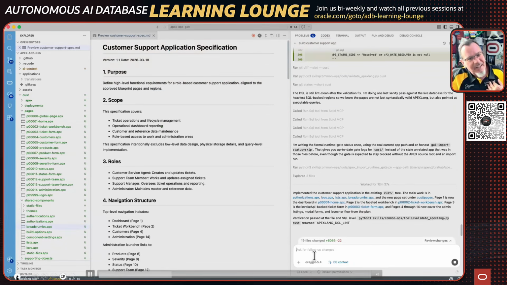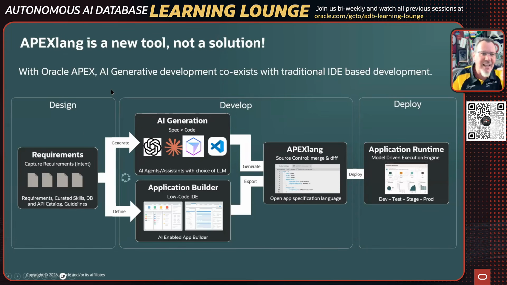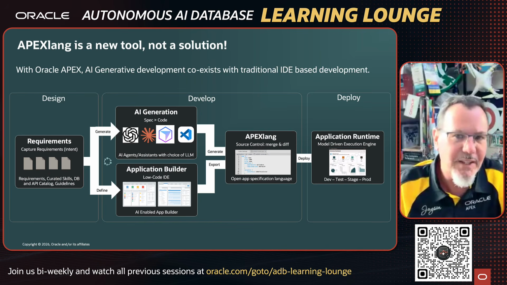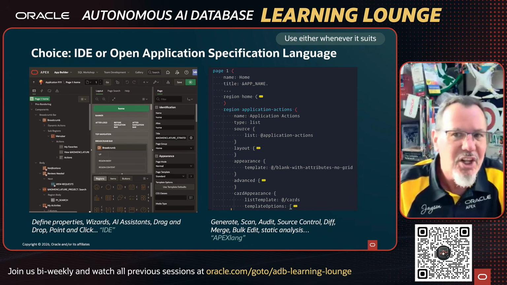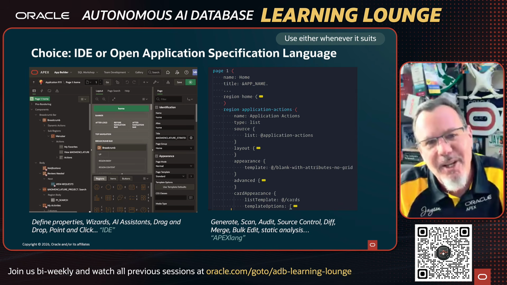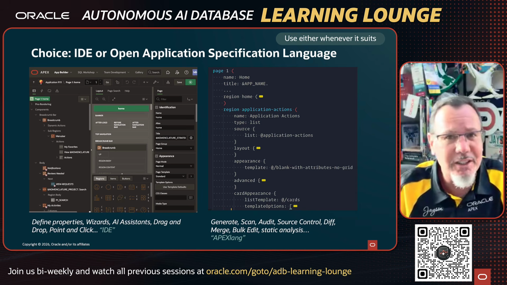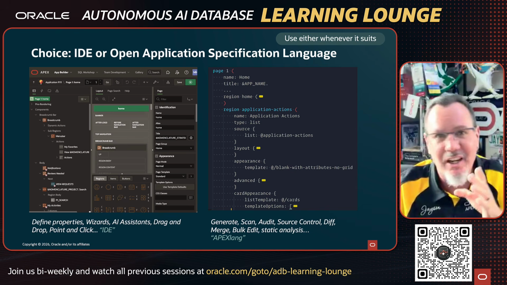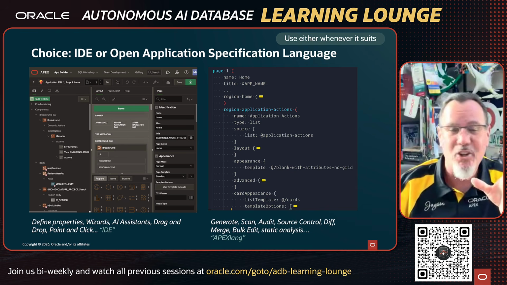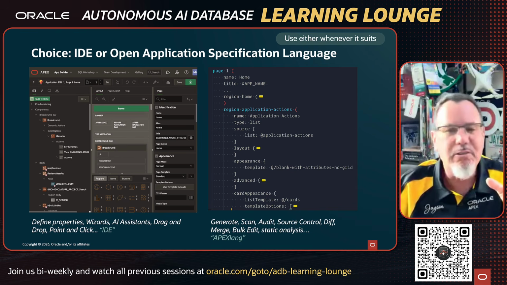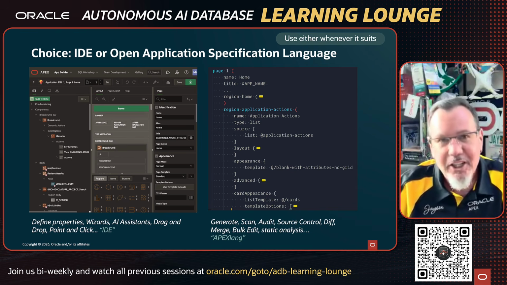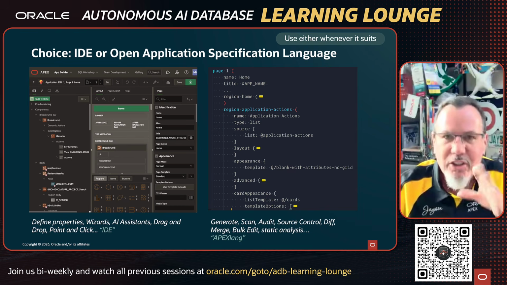So the reality is, easy to overview, but APEXlang is still a new tool, not a solution. It coexists with the traditional IDE-based development. You can mix and match. You can use either whenever it suits you. But don't use AI to do something that's a flip of a switch in the IDE, right? You're simply burning tokens with a match. And if you're going to sit there and ignore the IDE and just throw prompts at your AI service and hope to get an app that's ready for production, you're throwing gasoline on the fire. Literally, you're burning tokens. Learn to use both.